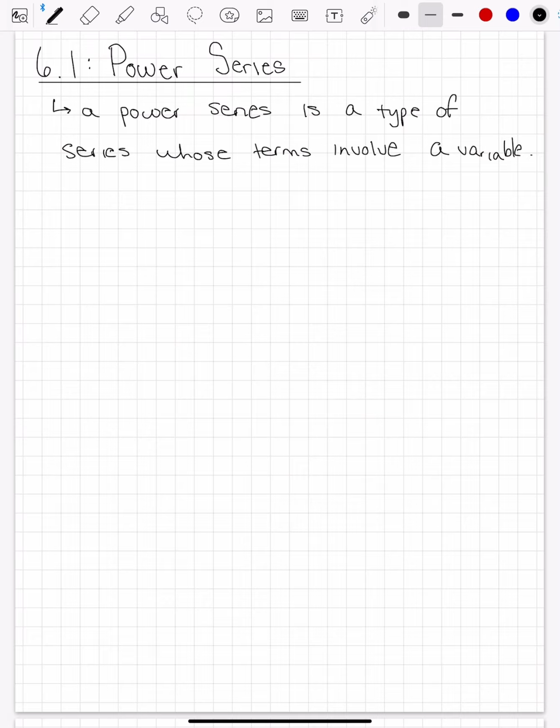So for example, the series, the sum from 0 to infinity of x to the n, which is x to the 0, which is 1, x to the 1, which is x, and then x squared, x cubed, and so on and so forth. We get to x to the 100, and we go on forever and ever. Technically here, this is x to the 0.